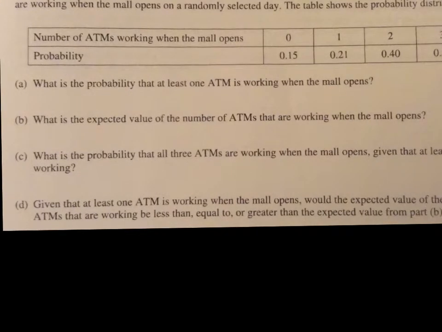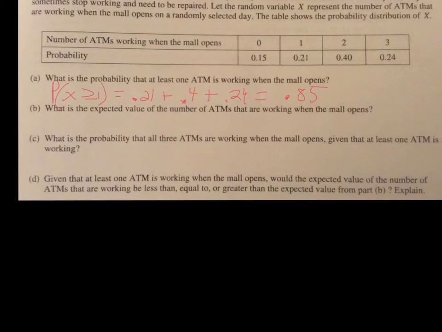All right. The probability that x is at least 1 is going to be 0.21, because that would be one of them working, or 2 of them are working, so it's 0.4, plus, because it's or, and because they're mutually exclusive, plus 0.24, for a whopping grand total of 0.85. There's an 85% likelihood that at least one of them is open.